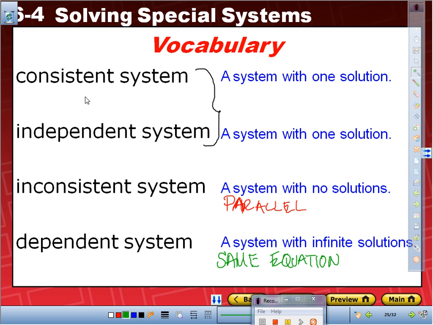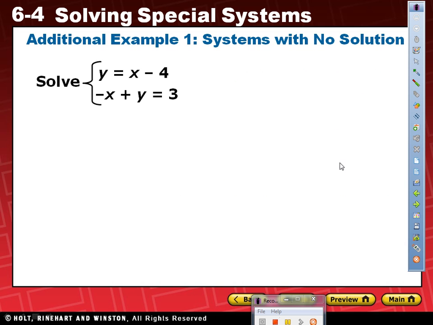So once again, consistent and independent, one solution. Inconsistent, no solutions. And the last one, dependent system, is the same equation or infinite solutions. Okay? Let's move on. Copy this one down.